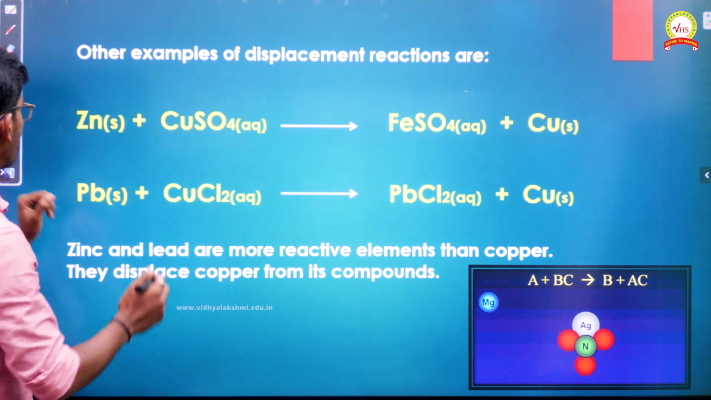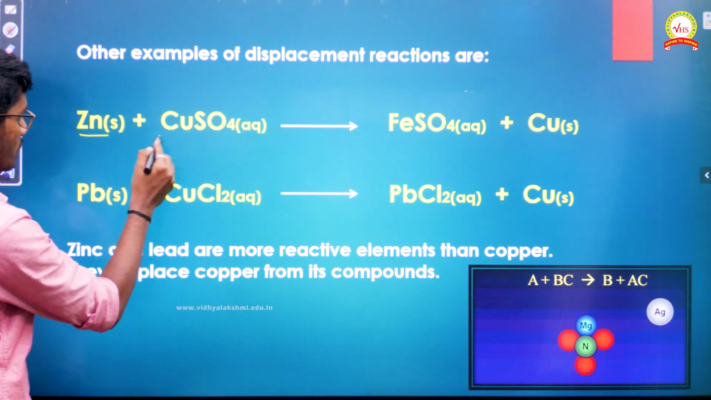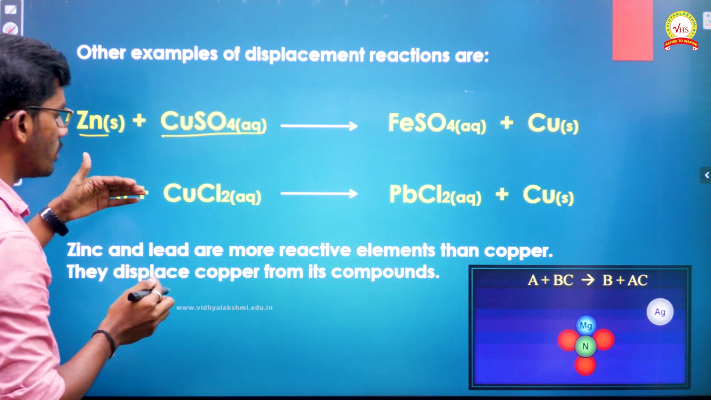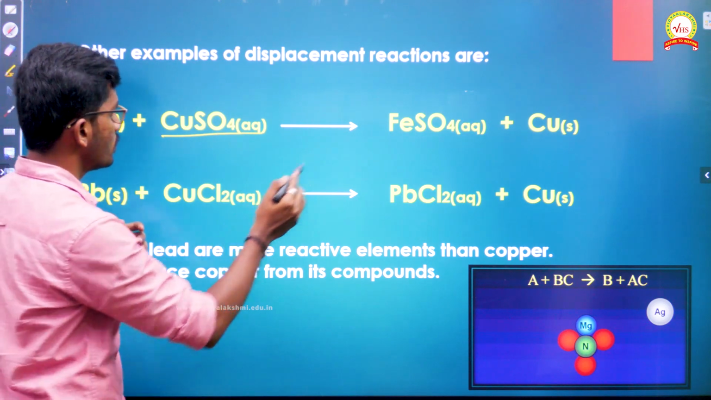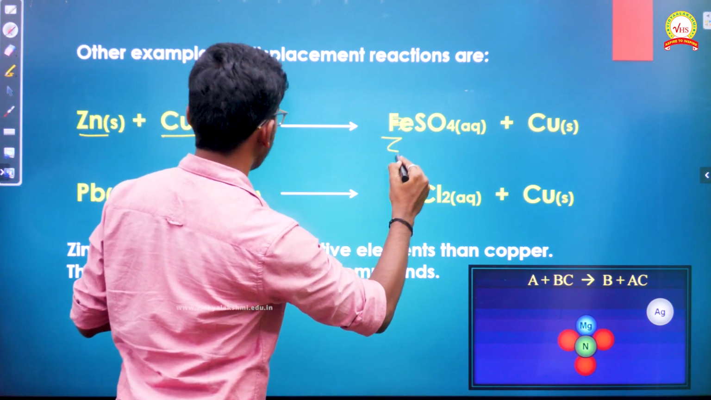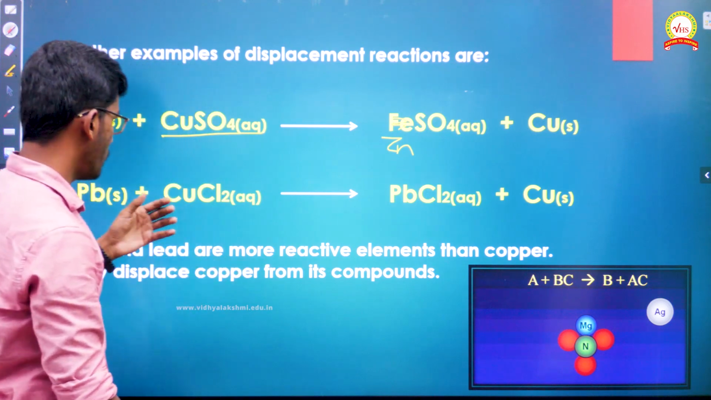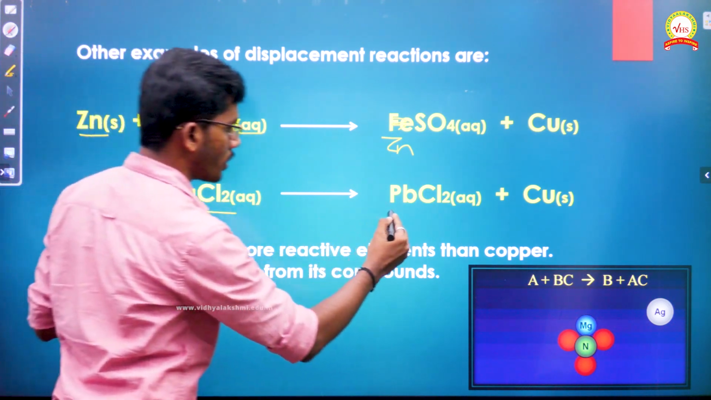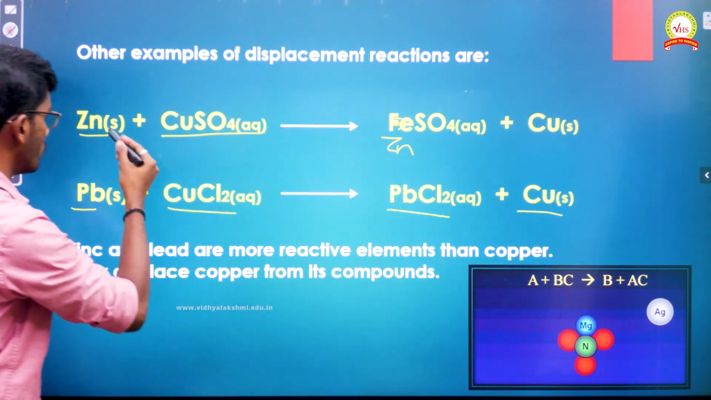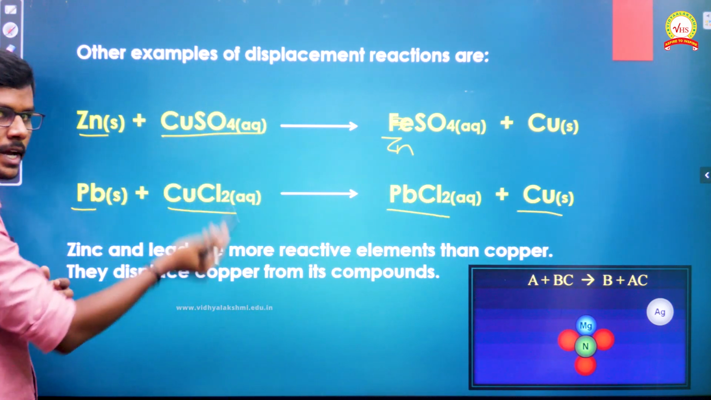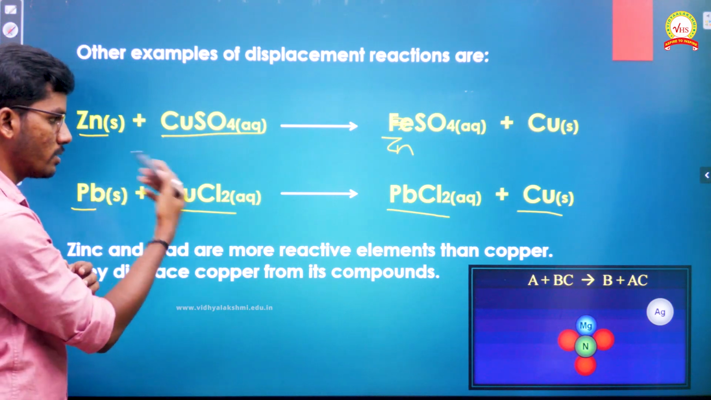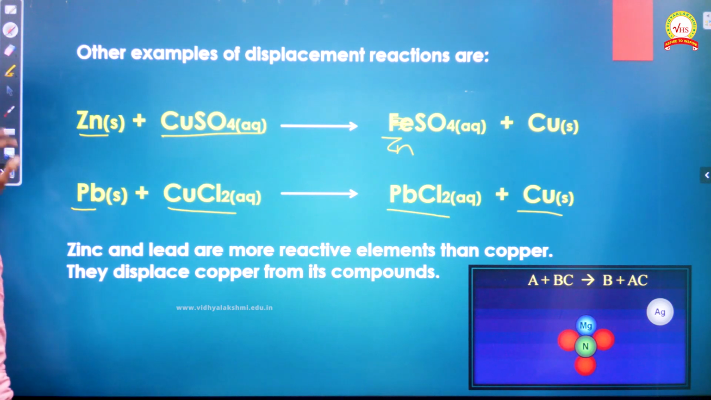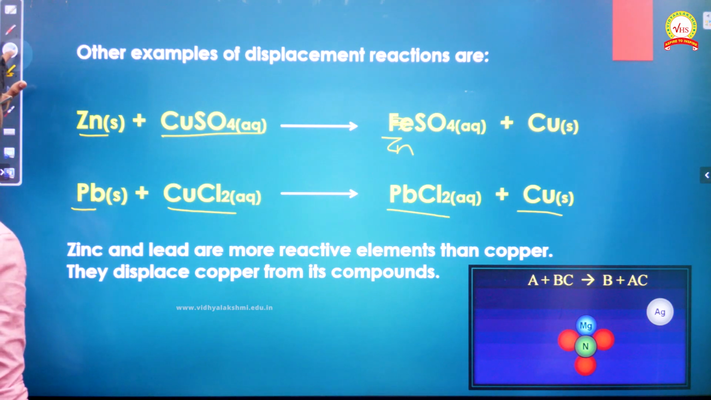Okay. The other examples are zinc, when it reacts with copper sulfate. If you see the reactivity series, zinc will be more reactive than copper, so it tends to form zinc sulfate plus copper. In the same way, when lead reacts with copper chloride, it forms lead chloride plus copper, because both zinc and lead are more reactive than copper. So it displaces copper out of that solution and forms a new product. Okay. So this is about the displacement reaction.